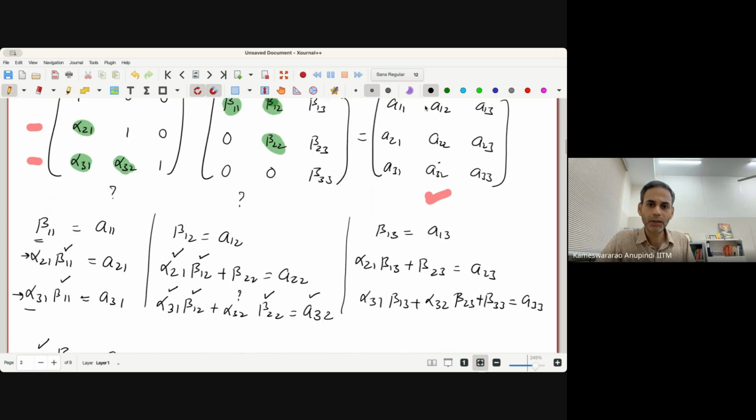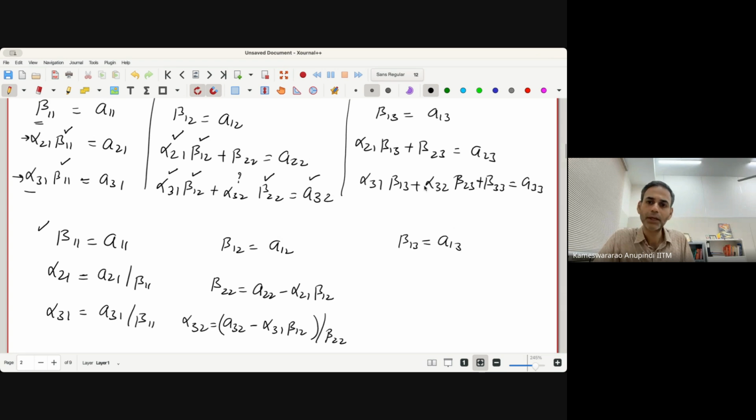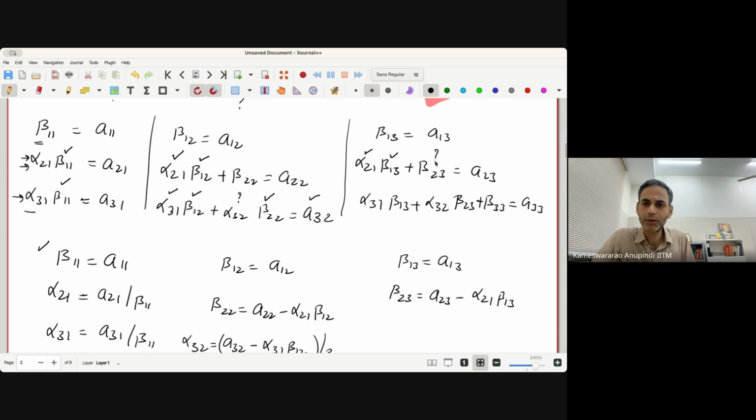Then I can go to the third column and calculate beta 1,3. Beta 1,3 is already available, that is A 1,3. So then I can use beta 1,3 and alpha 2,1 that I have calculated here to calculate beta 2,3. So my beta 2,3 is going to be A 2,3 minus alpha 2,1 beta 1,3, right? So I have calculated now this one.